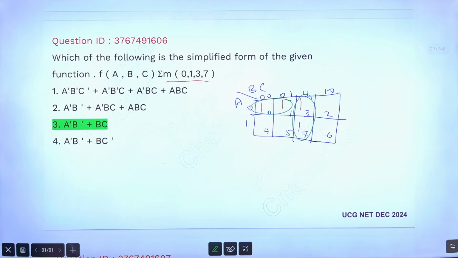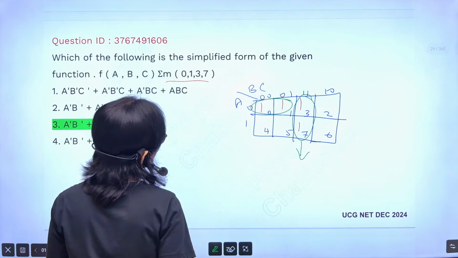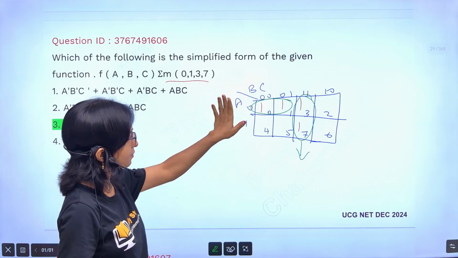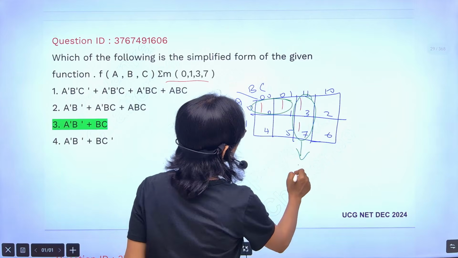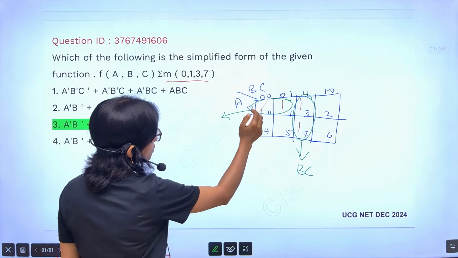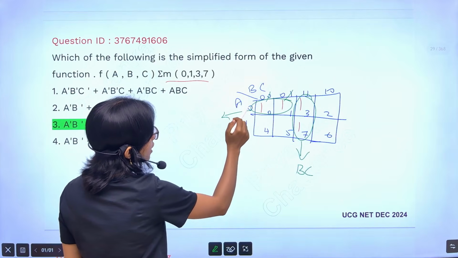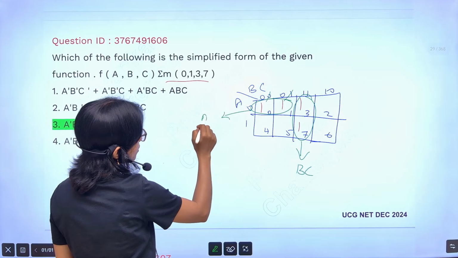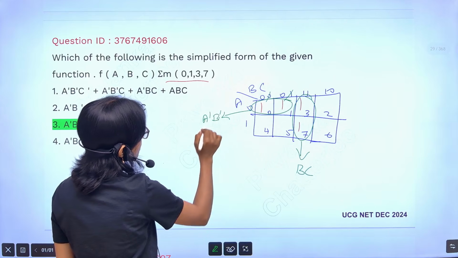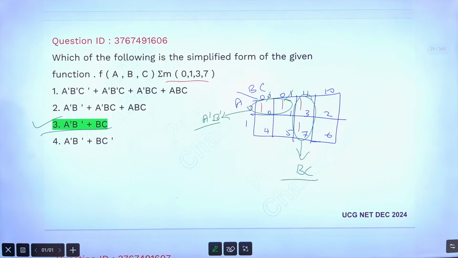From the first group of 2, what answer will I get? Here A is cancelled, since 0 and 1 are there, and 1 1 is there, that means BC. From the other group, 0 and 1 will be cancelled, and 0 0 is there, that means B bar, and from this 0 it is A bar. So I am getting A bar B bar. So A bar B bar plus BC, that is my answer.